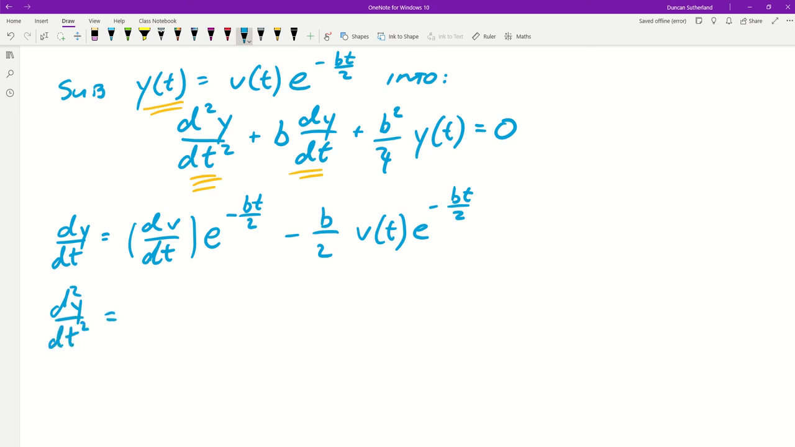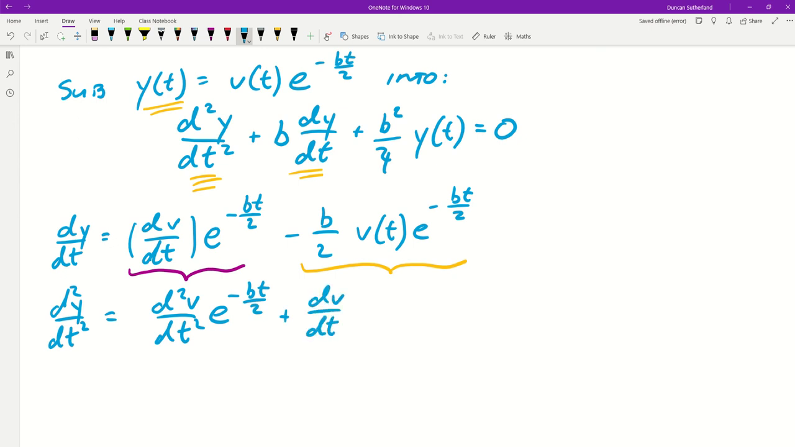Now we have to do it again. We've got to differentiate this term, then we've got to differentiate this term. And both times we're going to have to use the product rule, on the purple term and on the yellow term. So we differentiate the first function, leave the second function alone. dv dt differentiated again just becomes the second derivative of v. When we differentiate the e term, we're going to get a minus b on 2 out the front. The e otherwise stays the same. Now we've got to start differentiating the yellow bit.